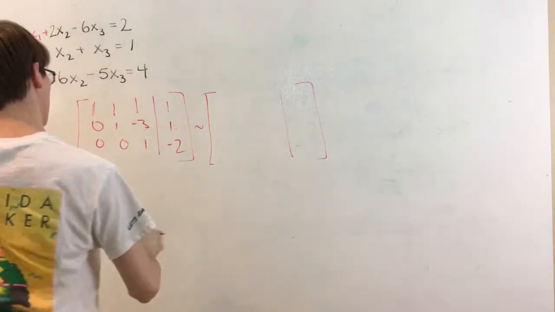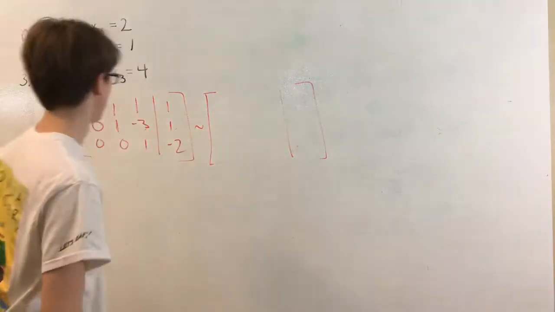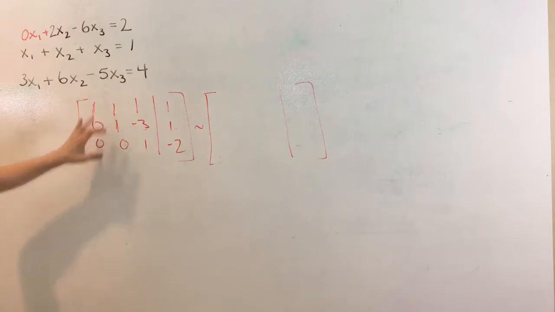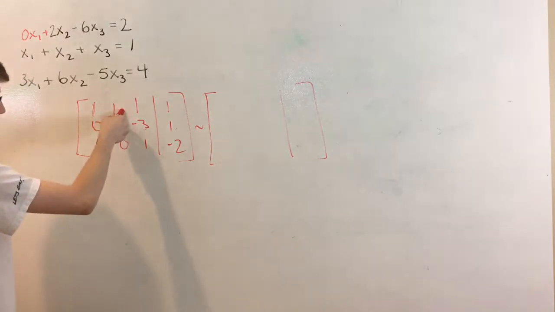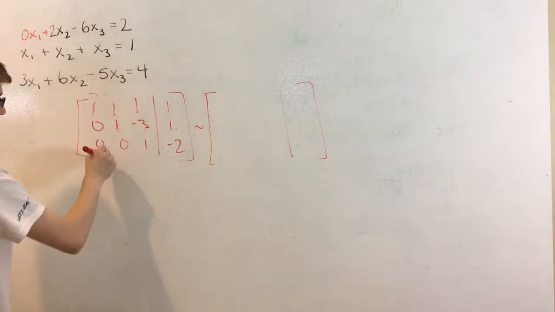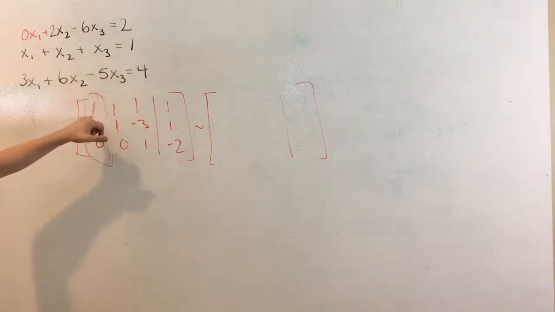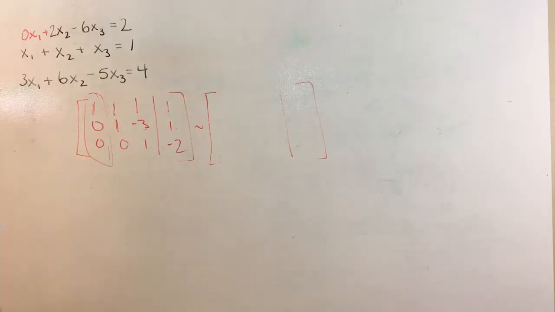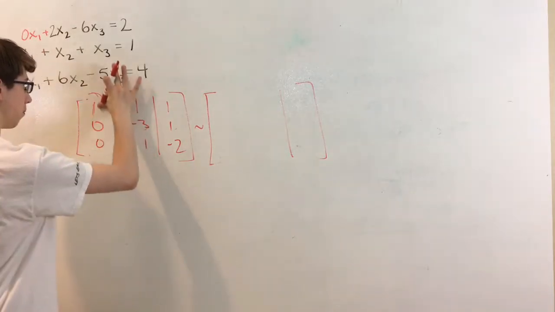Now we want to go into row reduced echelon form so we can get our solutions. Alright? So we have this. So what are we going to do first? Well, this one is already a pivot column. Pivot column meaning that this is the pivot point, this 1, and everything above and below it is a 0. So that would be a pivot column.